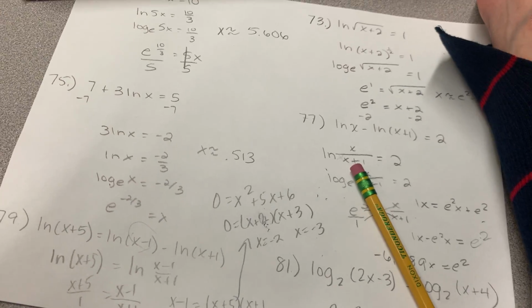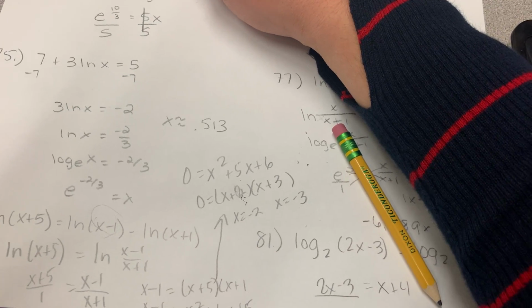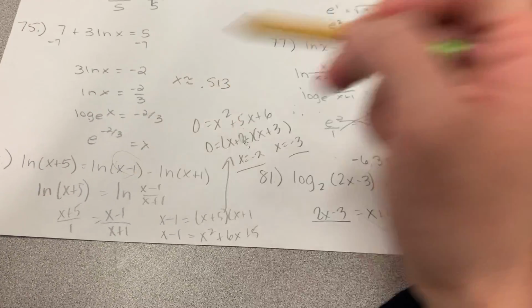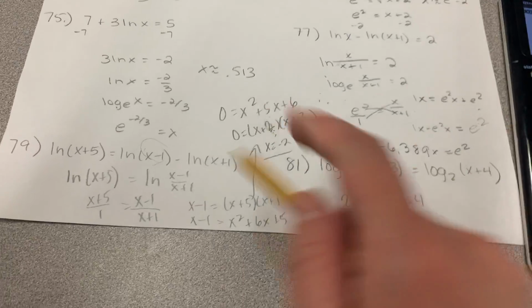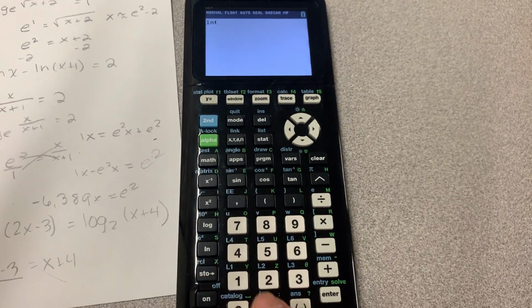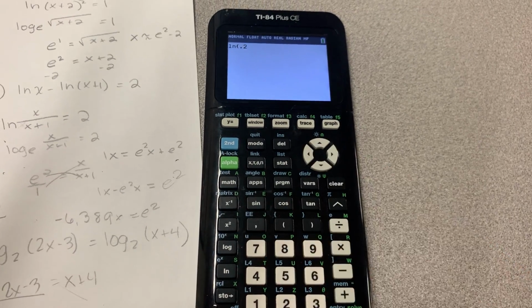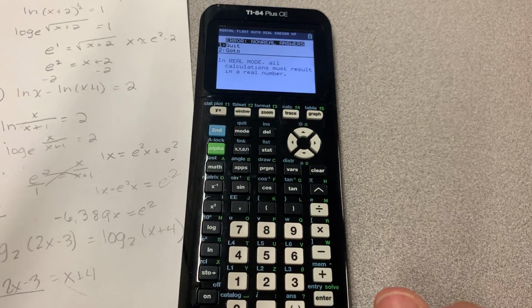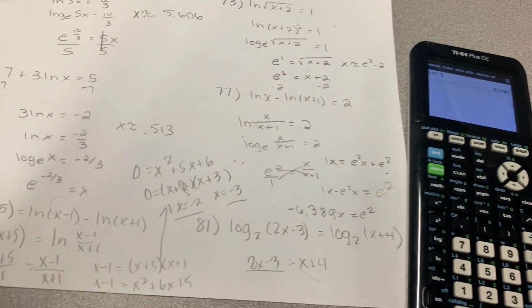All right, this was number 79. It says no solution. Yep, so you're going to get -2 and -3, but when you put it back in, it doesn't work. So if I put -2 back in, look, you'll never be able to get ln of a negative. So if the whole thing becomes negative, it's not going to work, okay? I'm going to talk about that in one of the videos.